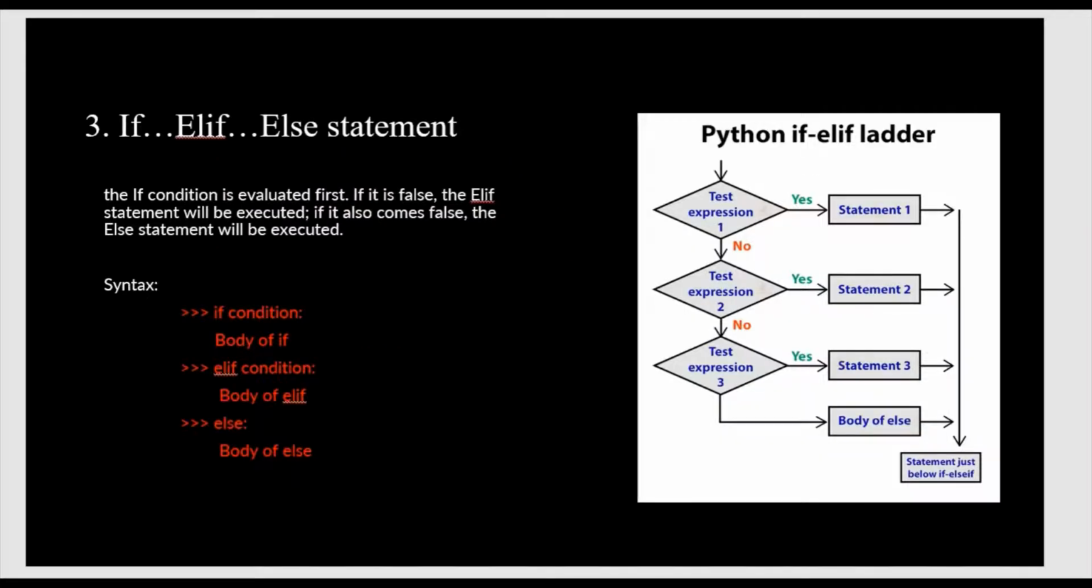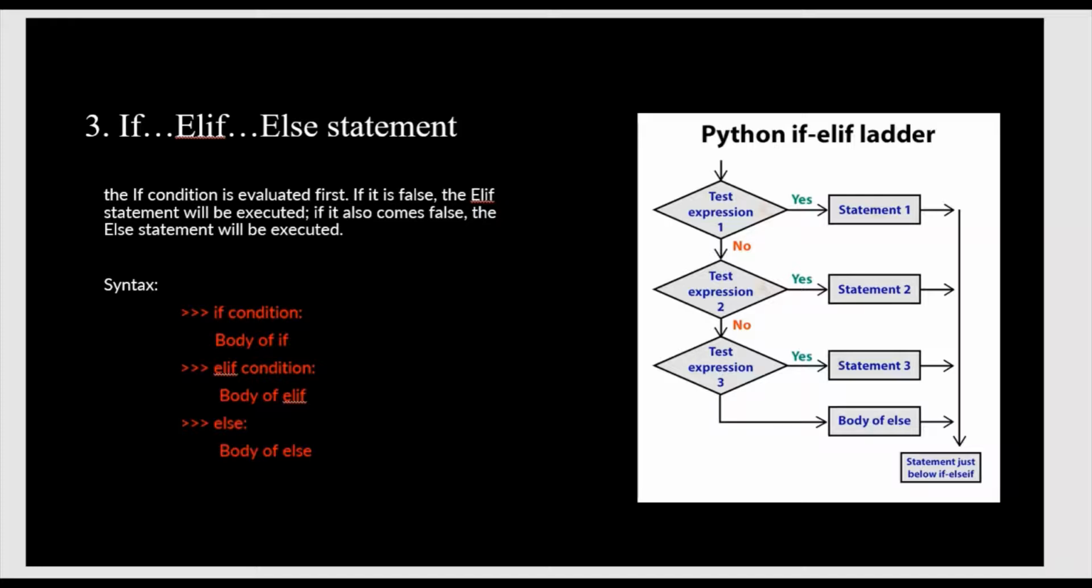And the third one is the if-elif-else statement. This basically works on true or false. If there is a block of code which contains true or false statements, we apply this if-elif-else statement, and up to now we want to show that one thing is true. This is the syntax: if condition, body of if, elif condition, body of elif, and so on.